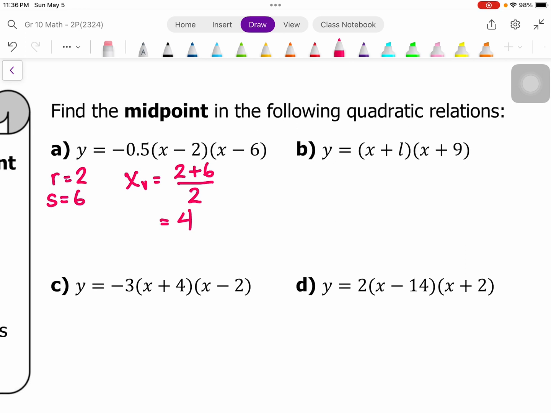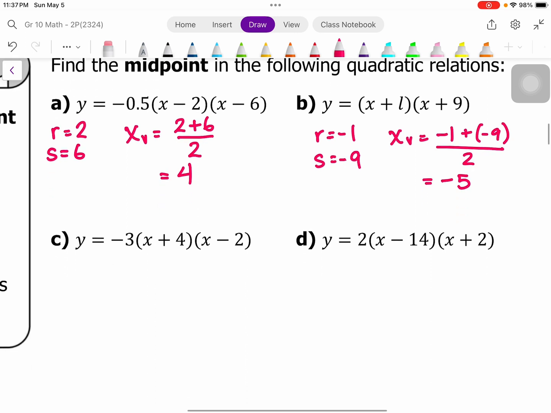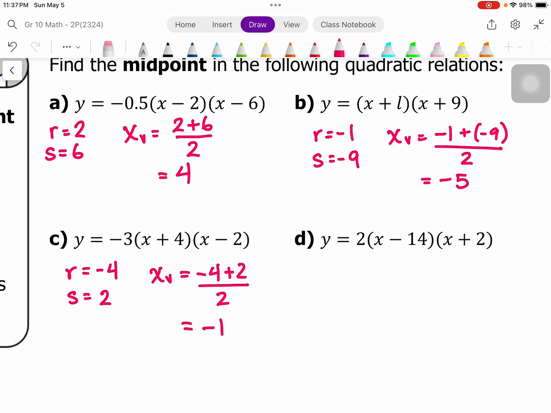Do another one here. So r this time is plus 1, so it's a negative 1. And s is plus 9, so it's a negative 9. So the x coordinate of my vertex, negative 1 plus negative 9, divide by 2. Negative 1 plus negative 9 is negative 10. Divide that by 2, and it's negative 5. In our next one, plus 4, so negative 4 is our r value, and s is a positive 2. So the x coordinate of the vertex for this relationship, negative 4 plus 2, divided by 2. Negative 4 plus 2 is equal to negative 2, and then divide that by 2, negative 1.